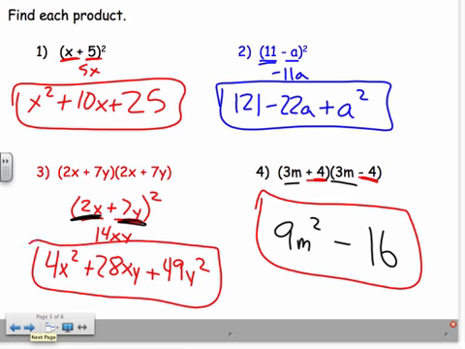Okay, so hopefully you'll be able to see those special products when you're going through these, and it should save you some time rather than having to go through the FOIL. And if you have trouble or you want to check your answers, go through the FOIL and make sure that you got your answer right.